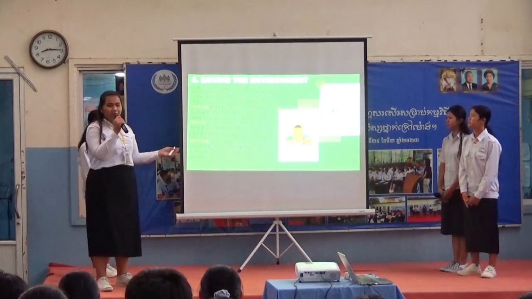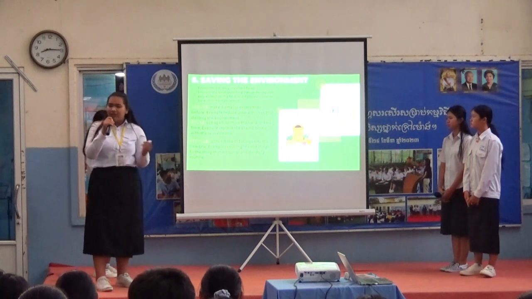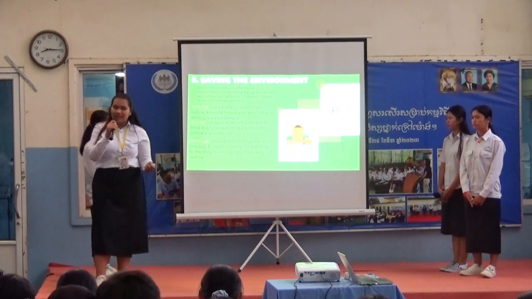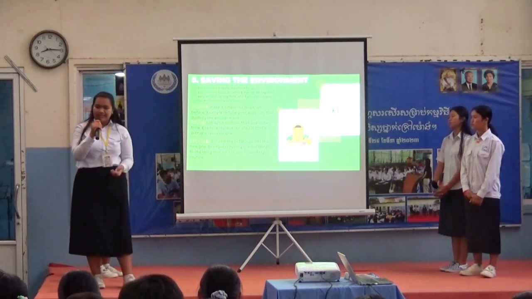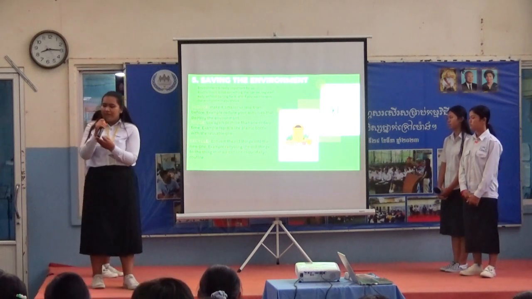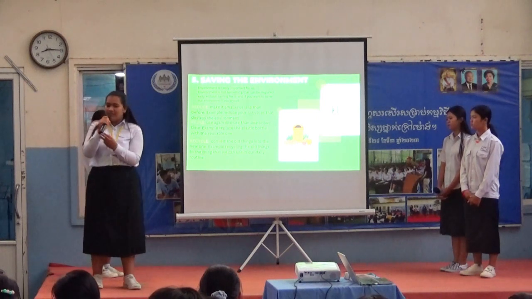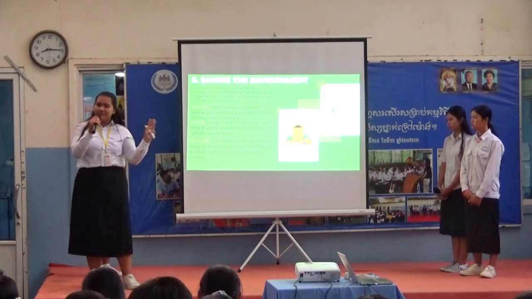So, the fifth point is saving the environment. As you all know, the environment is a very important thing for us. The environment is not something that can be neglected or left without caring for it. And if you want to save our environment, you can start with 3 words which start with R. They are reduce, reuse, and recycle.